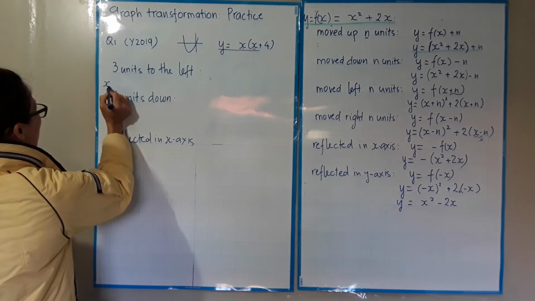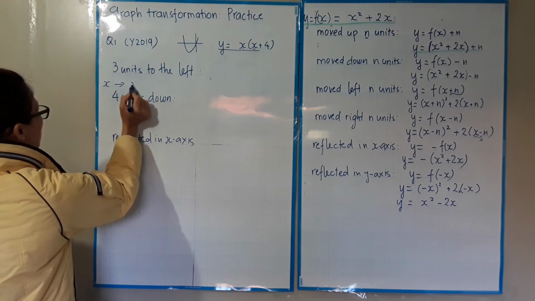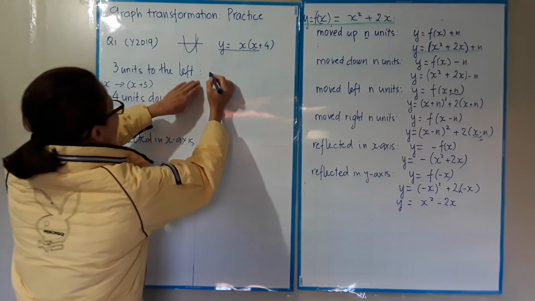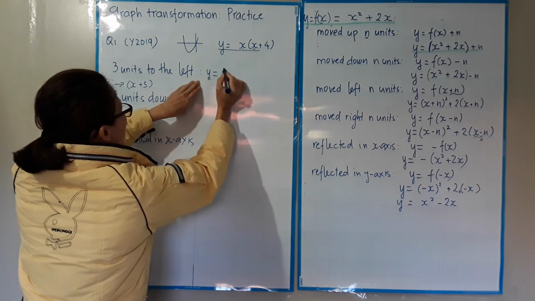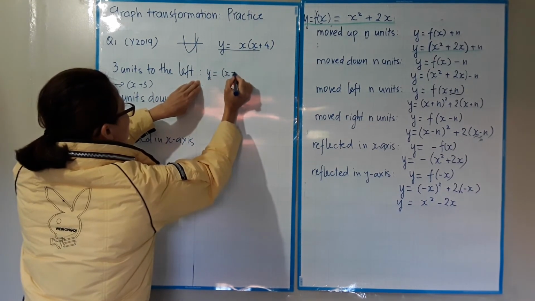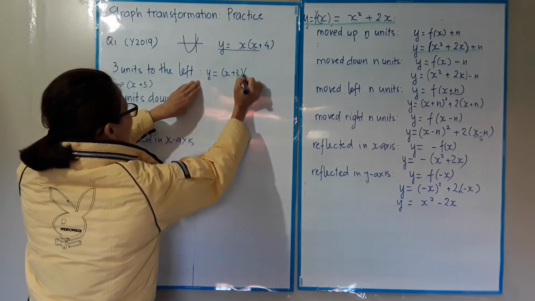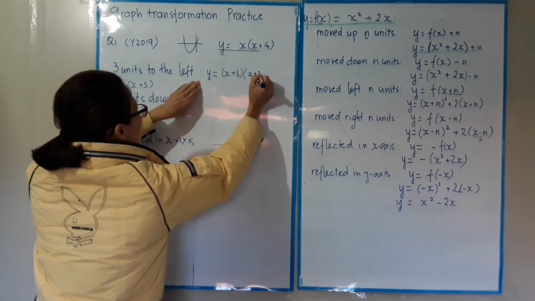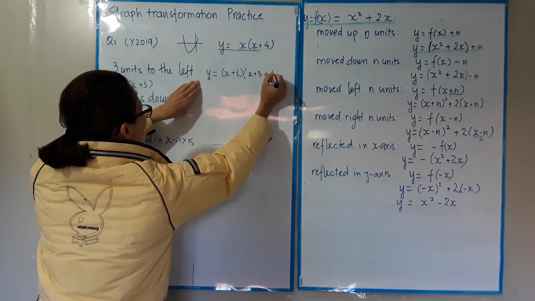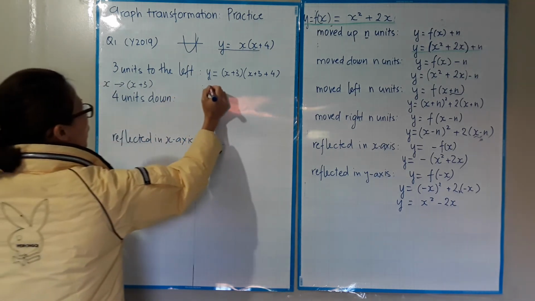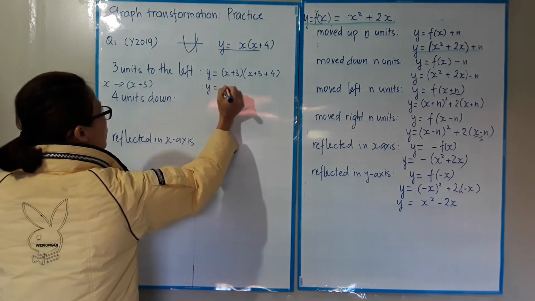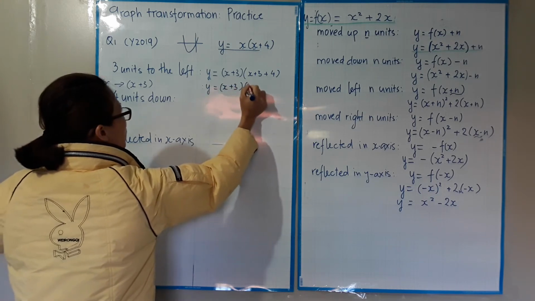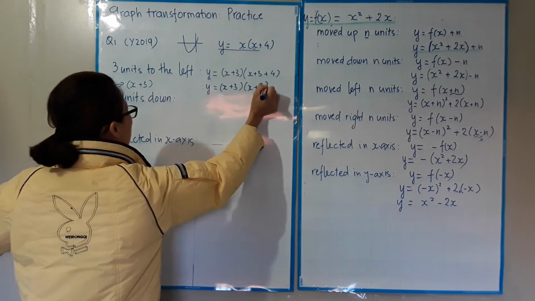I would write it down here. Then remember, x will be substituted with x plus 3. Okay? You have y equals x here will become x plus 3, and x here will become x plus 3 as well. And don't forget the 4. Then you simplify it. It will be easier. Equals (x plus 3) times (x plus 7).